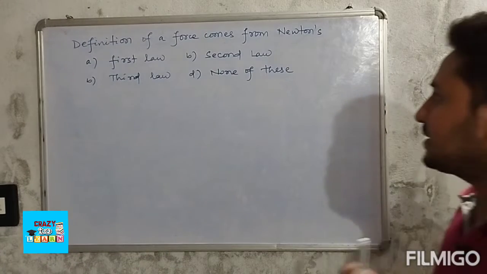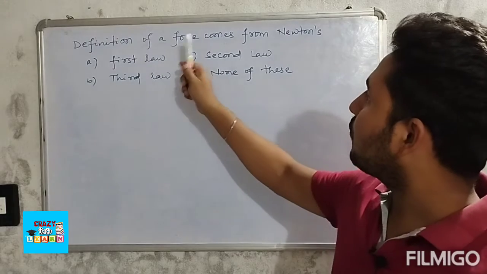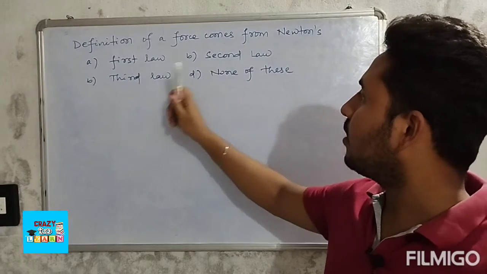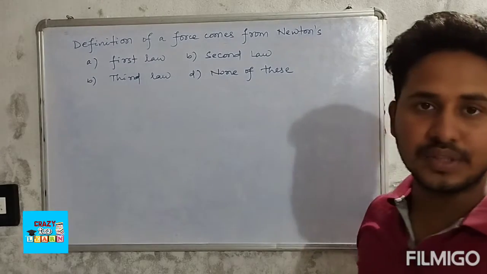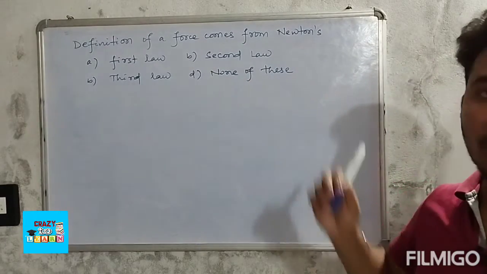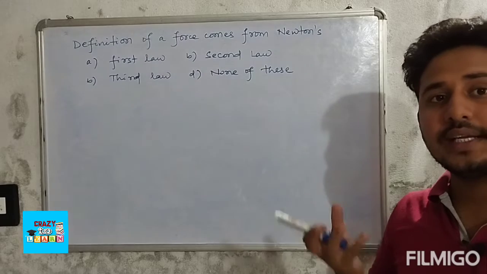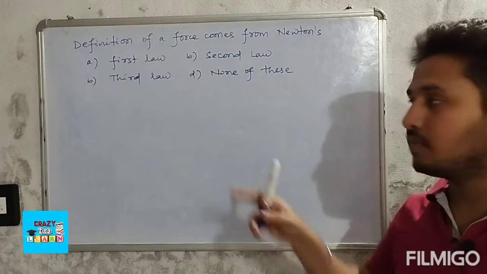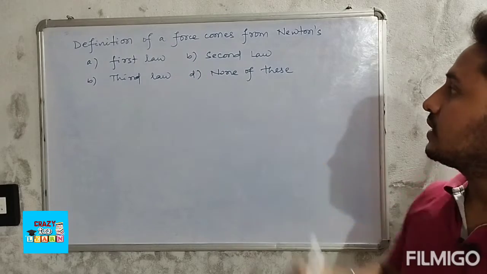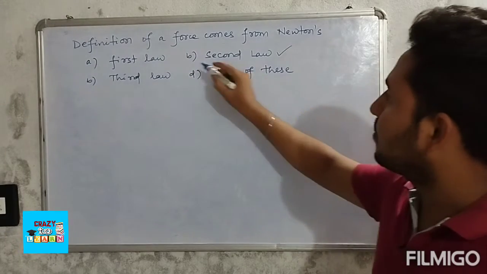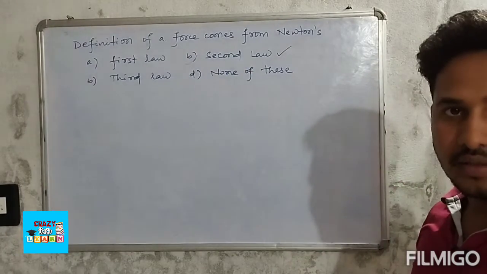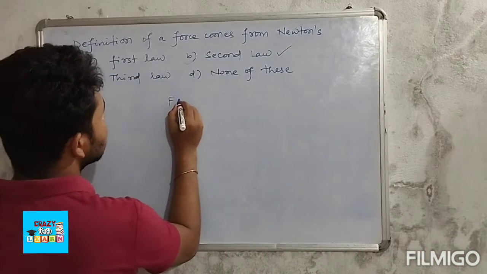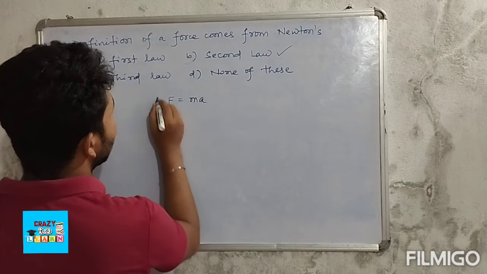Our next question is, definition of a force comes from Newton's first law or second law or third law or none of these. Definition of force, that means what is force, comes from second law. B is the correct answer, because in the previous question we already discussed the applied external force F is equal to ma.